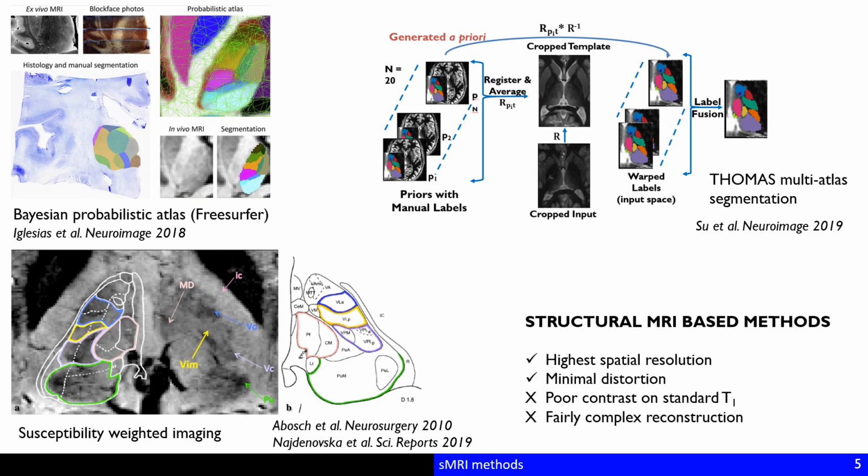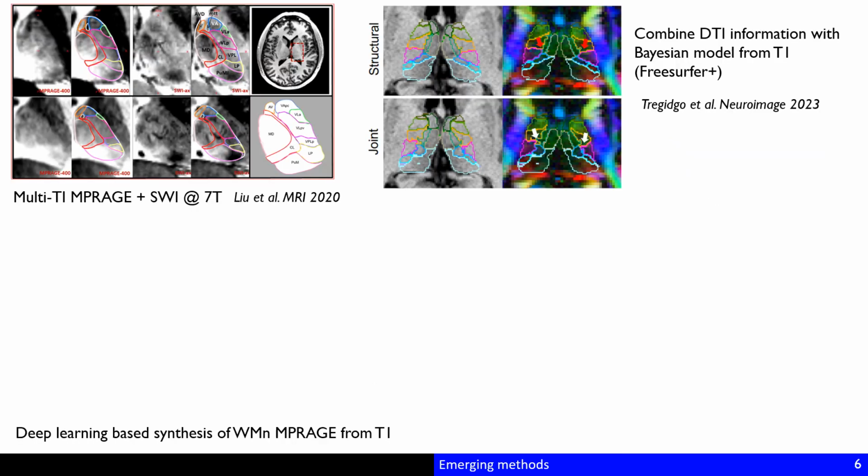Structural MRI methods have the highest spatial resolution. They can go anywhere from 0.7 to 1 millimeter isotropic resolution. They have minimal distortion compared to the previous two methods we saw. However, the contrast is pretty poor on standard T1, and the reconstruction methods tend to be fairly complex.